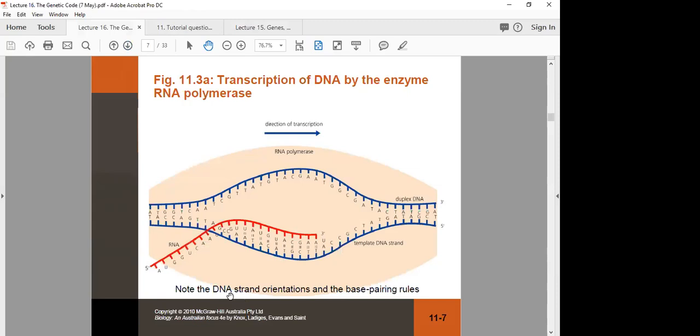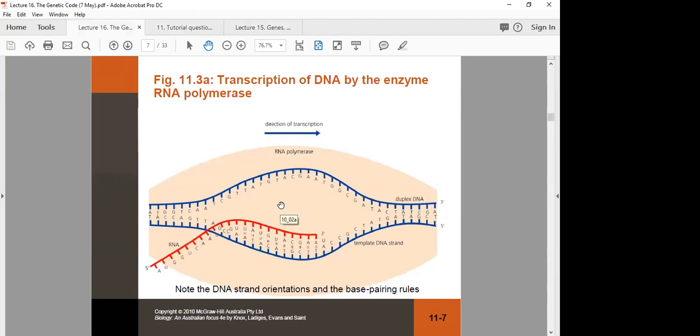Okay, note the DNA strand orientations also. So this template strand is 3' to 5'. So the RNA is the opposite, 5' to 3'.